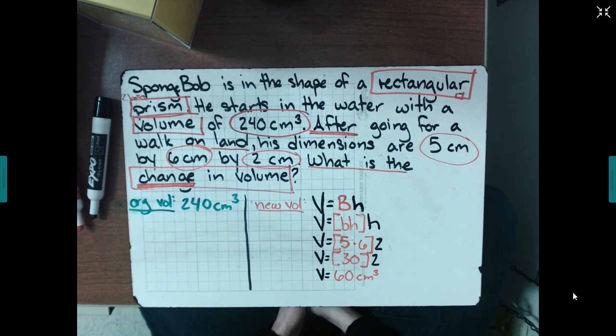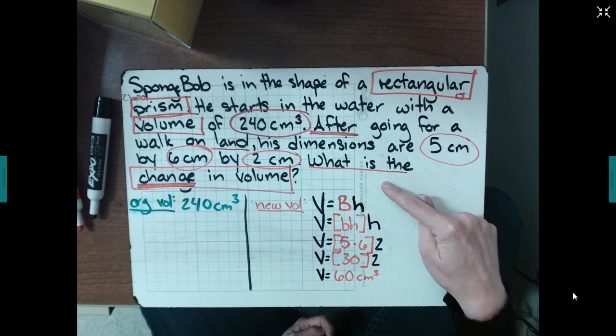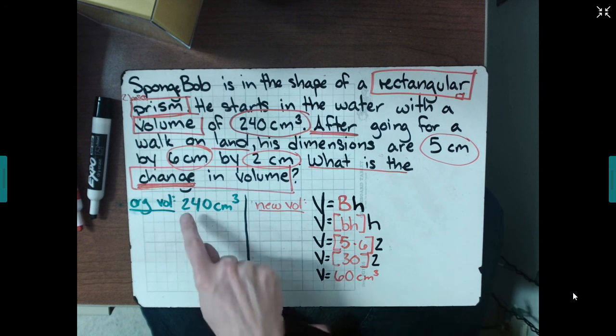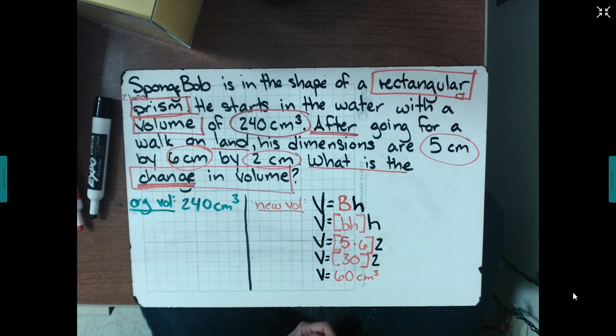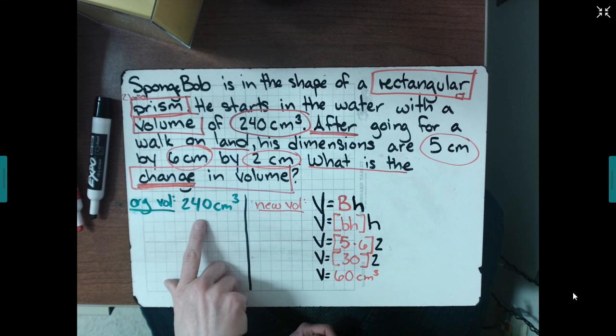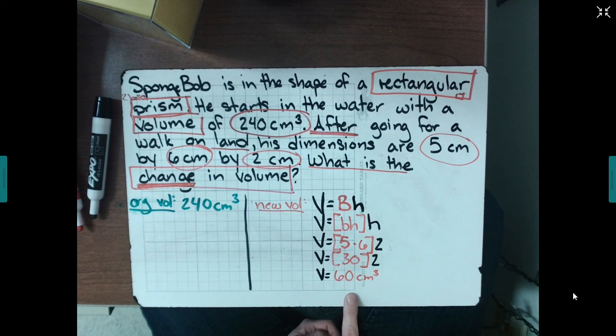All right, my new volume is 60 cubic centimeters. Done. That's what I'm looking for, right? Wrong. Please, when you think you're done, go back to the question. Make sure you're answering the question that's being asked. It's not saying what is the new volume. It says what is the change in volume. Oh. So the original volume is 240. My new volume is 60. How much change took place? We have to figure that out.